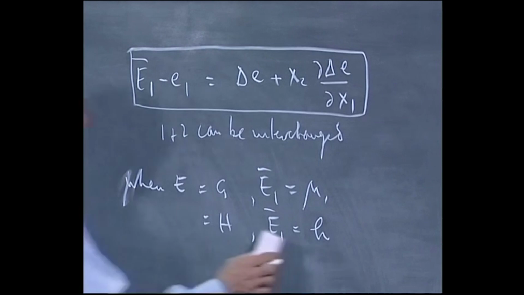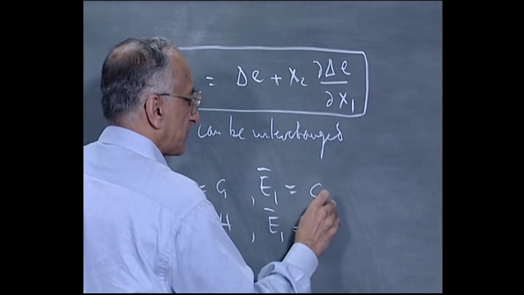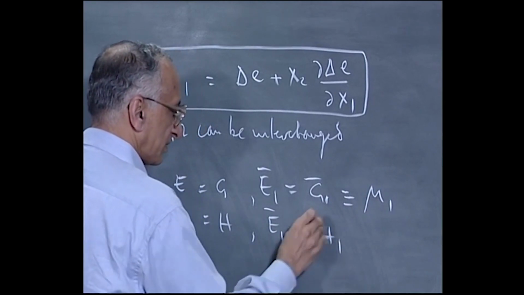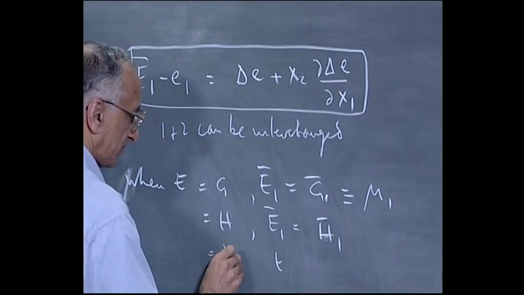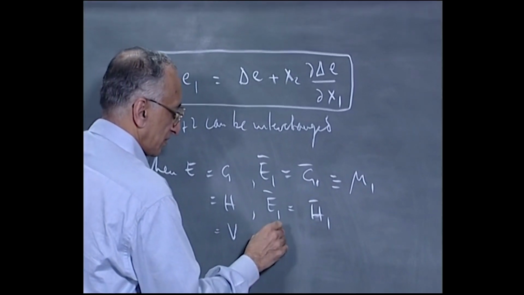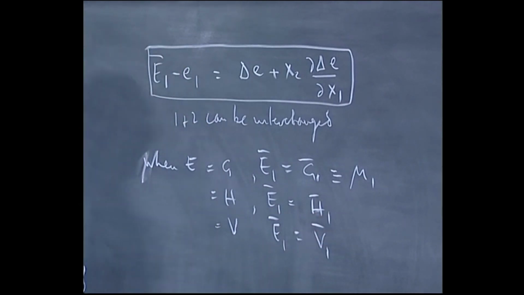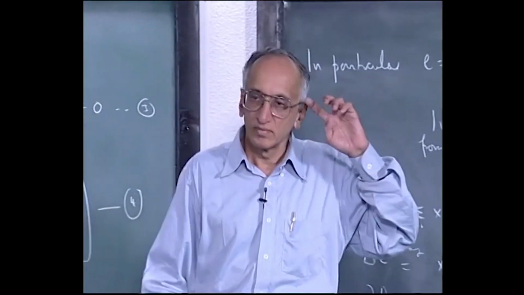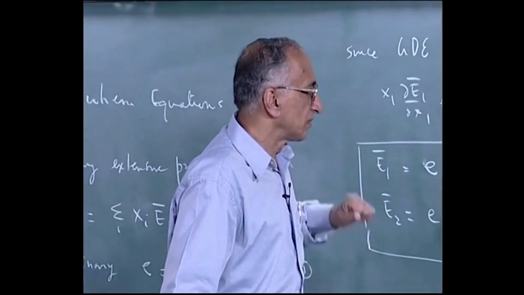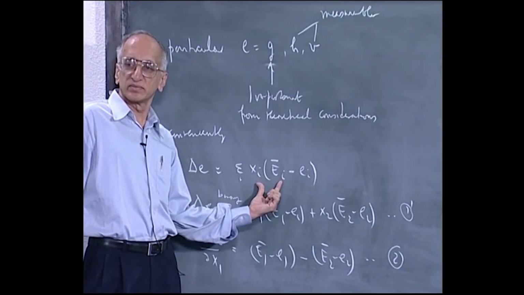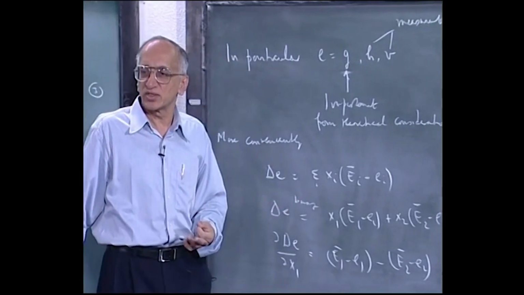For the others we do not have a name. This is G1 bar, which is identical with mu1. Minus small ei. Because E after mixing is xi ei bar. We integrated the basic equations to show that.